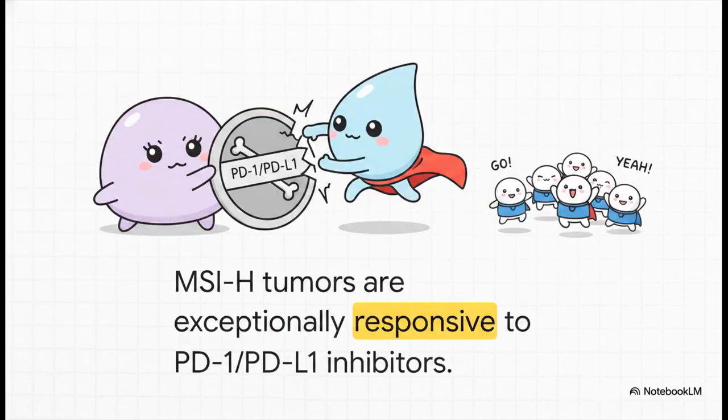Now, cancers are incredibly sneaky. They put up chemical shields to hide from the immune system. But because the MSI-H tumor is already heavily flagged, administering checkpoint inhibitors like pembrolizumab or nivolumab simply strips away the tumor's shield. This totally unleashes the body's natural defenses to devastating effect against the cancer.